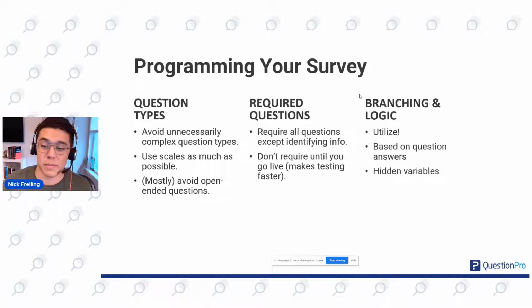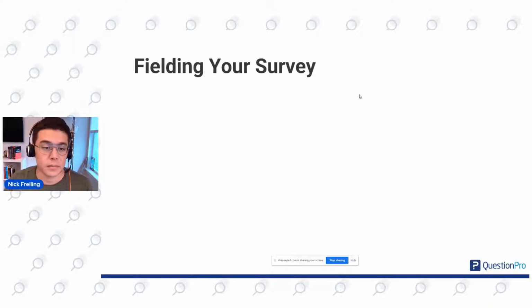And then number three, take advantage of the branching and logic options inside of QuestionPro. Use this as much as you can. If you think your product is going to be perceived differently by people based on their gender or based on their age, ask a few follow-up questions to those different groups, using the survey logic that is available to you inside of QuestionPro, just to get a little bit more granular data about those different segments.